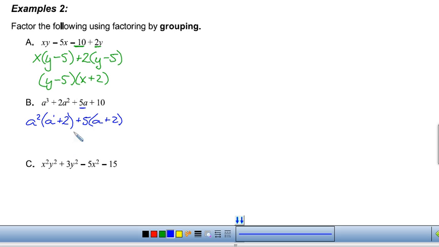Okay, in both terms right here, I have an a plus 2, so I'm going to factor out a plus 2. And when I take a plus 2 out of this term, I'm left with a squared. And when I take a plus 2 out of this term, I'm left with 5.